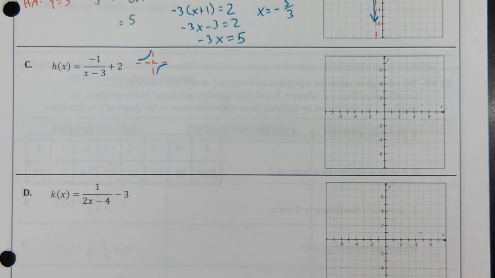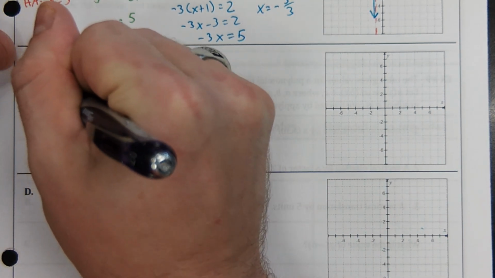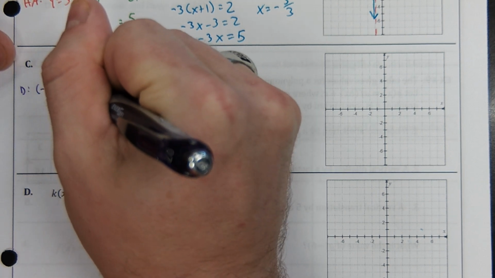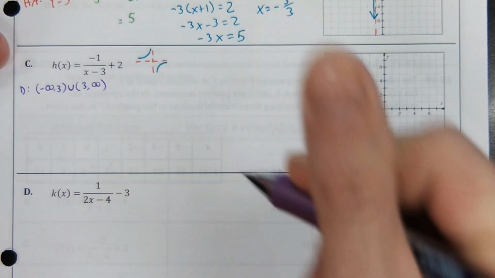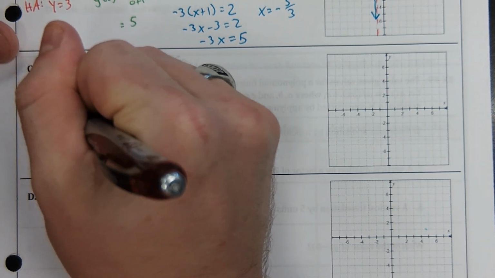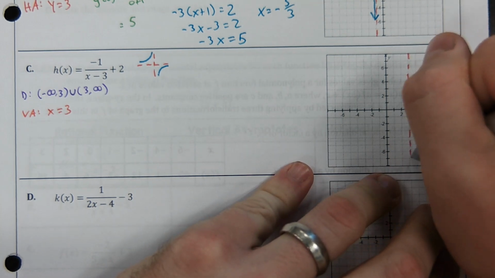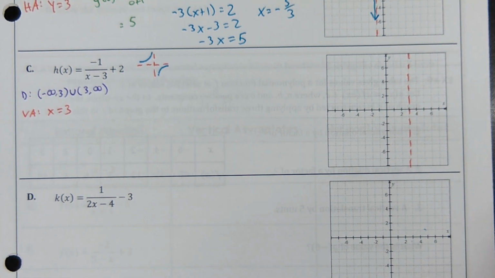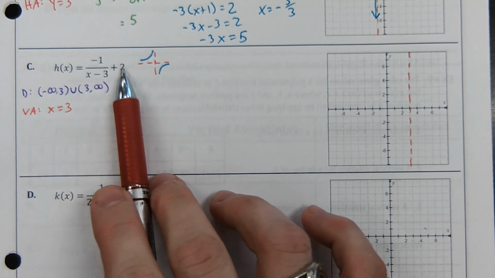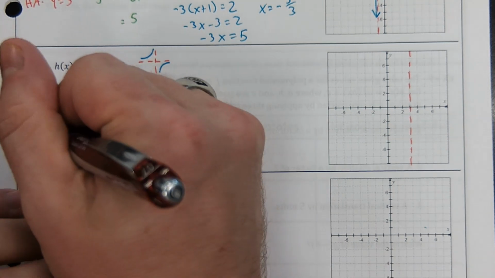Cool beans. Domain. What would make me divide by 0? What x value? 3. So x can't be 3. Because 3 is my new vertical asymptote. X equals 3 is a big fat no-no. My graph has been shifted up 2. So my horizontal asymptote is going to be shifted up from y equals 0 to y equals 2.